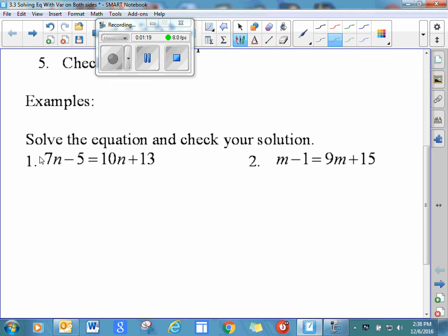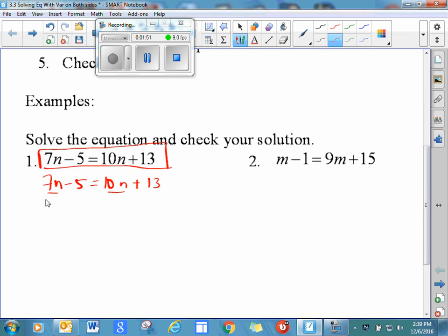Number 1, solve and check. So we're going to box it up and rewrite it. We notice we don't have any distribution. I don't see any grouping symbols, so I don't have to worry about distributing, and I don't even have to worry about collecting my like terms on one side. But I do notice that I have n's, my variables, on both sides of the equal sign, so I am going to have to get them together.